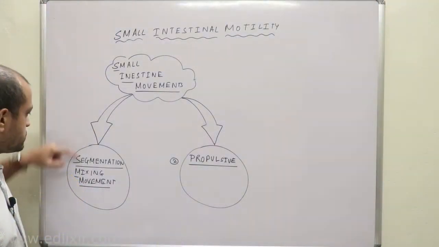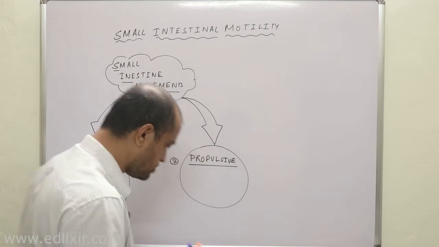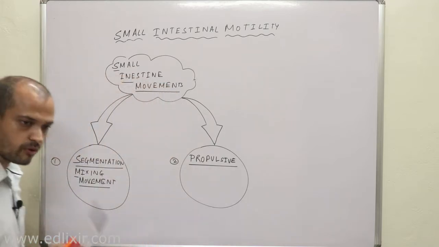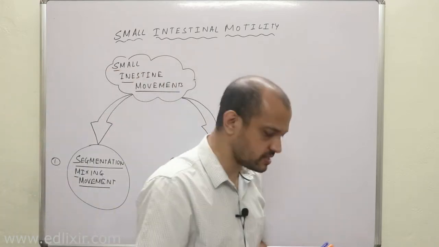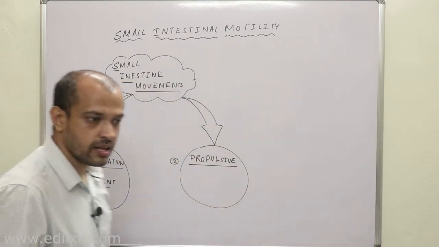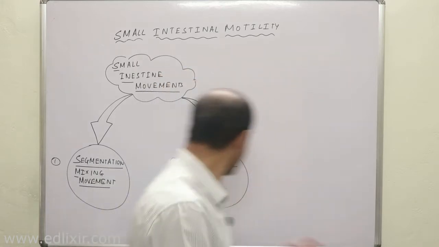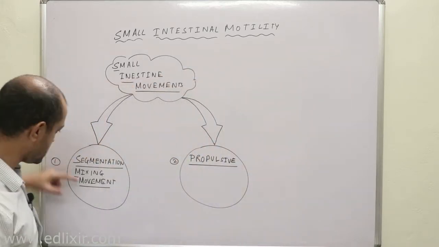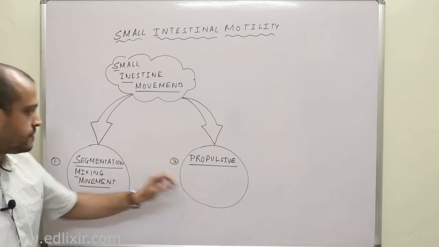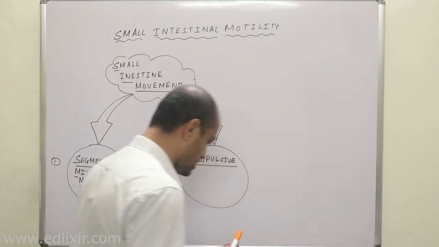So there are two types of movements in the small intestine. Now the most important point you need to understand is this: in the small intestine, both these movements are intermingled in such a way that you cannot distinguish which one is the segmentation or mixing movement and which one is the propulsive one. Clear?